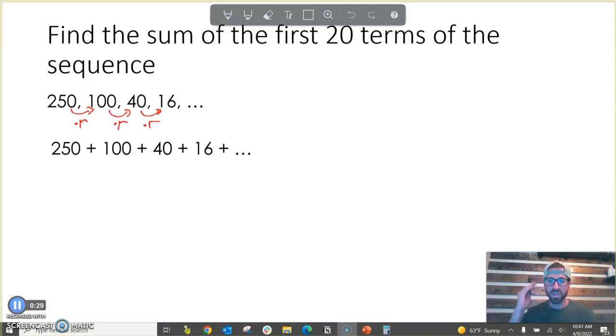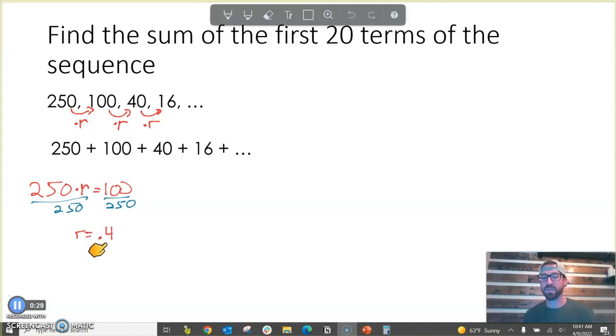And if you're not good at looking and doing that math in your head, we can always calculate r. If we know 250 times some r value is 100, we could solve that equation by dividing by 250 on each side, and r would be equal to 100 divided by 250, or 0.4. So we could quickly identify that common ratio of 0.4. And we know that 100 times 0.4 is 40, and 40 times 0.4 is 16, so on and so forth.